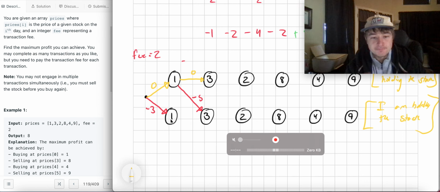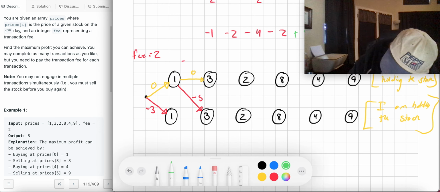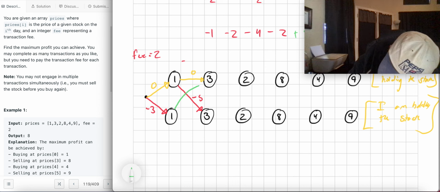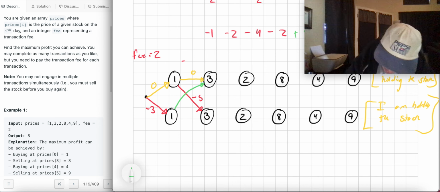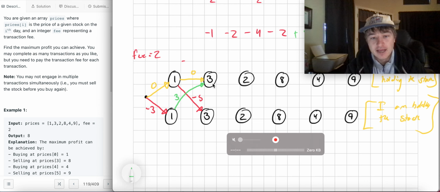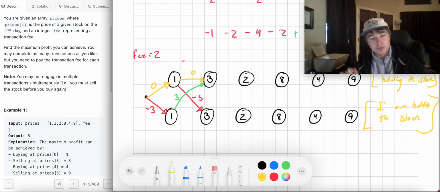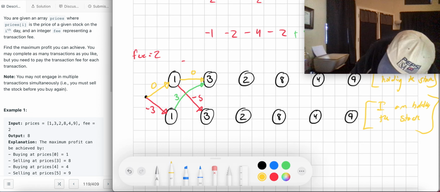From this state, well, I'm now holding the stock. So if I'm holding the stock, I can sell the stock and take in those gains, and that'll give me 3. If I sell the stock when I'm holding it, I can get 3. Or I can decide, you know what? I'm just going to keep holding the stock because I think things are going to get better.